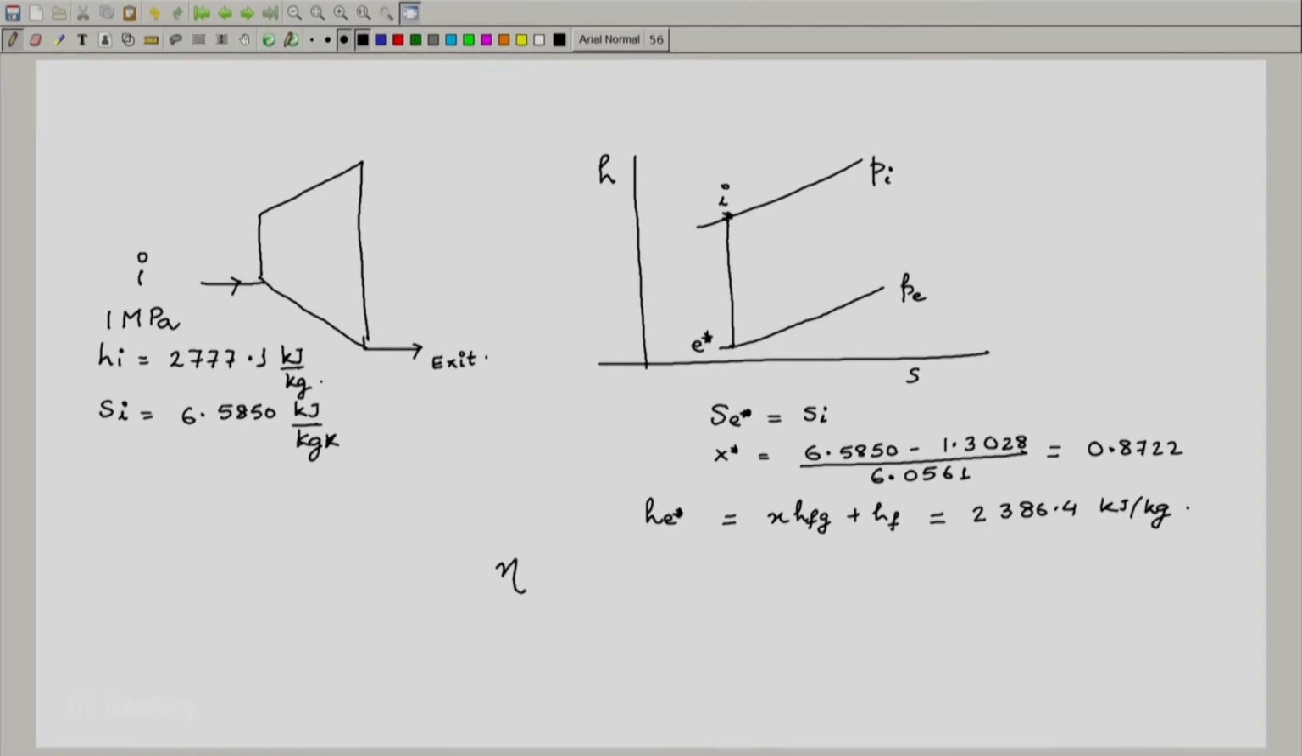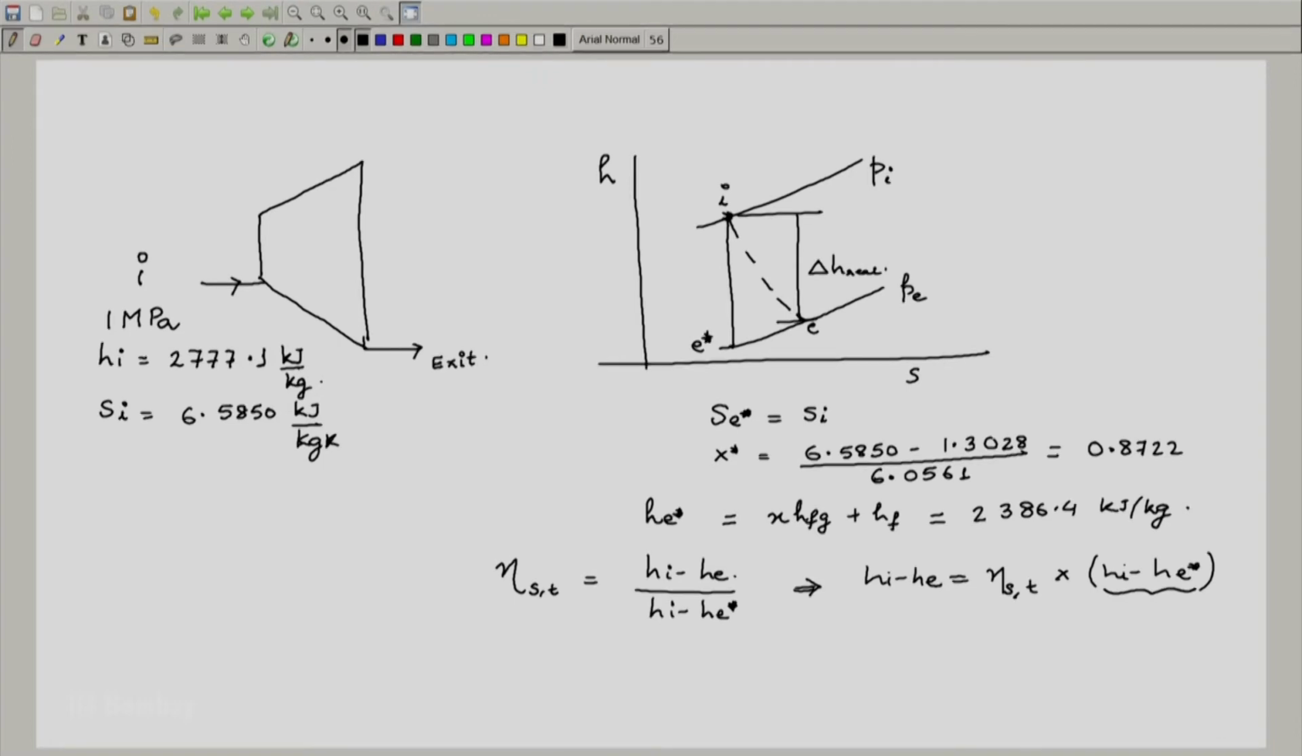We use the definition of the isentropic efficiency, and we know what it is. It is just Hi minus He upon Hi minus He star. So, we know that the real state would have been here E, and this difference here, delta H real, let us say, would have been lesser than Hi minus He star. So, we get Hi minus He is the isentropic efficiency multiplied by Hi minus He star.